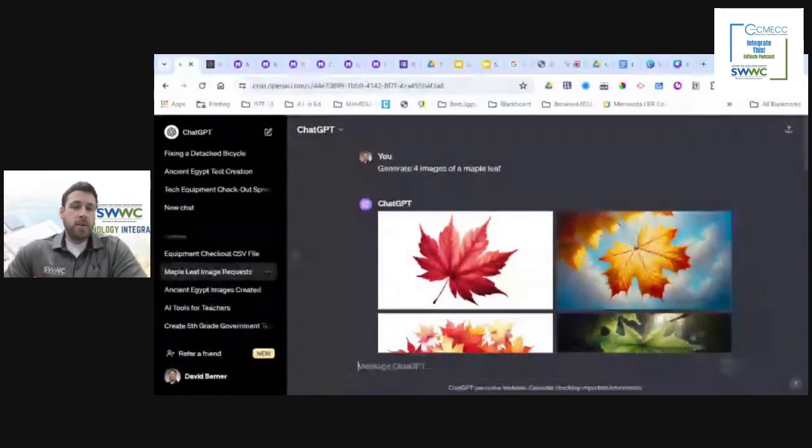But there's a lot of things you can do with it. You can explore it for yourself, test it out, and see what kind of images it produces. And it's just a fun thing to play around with.